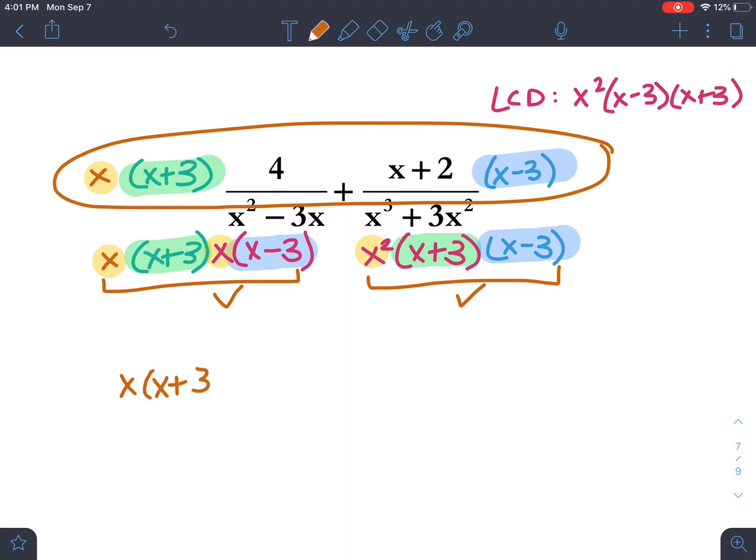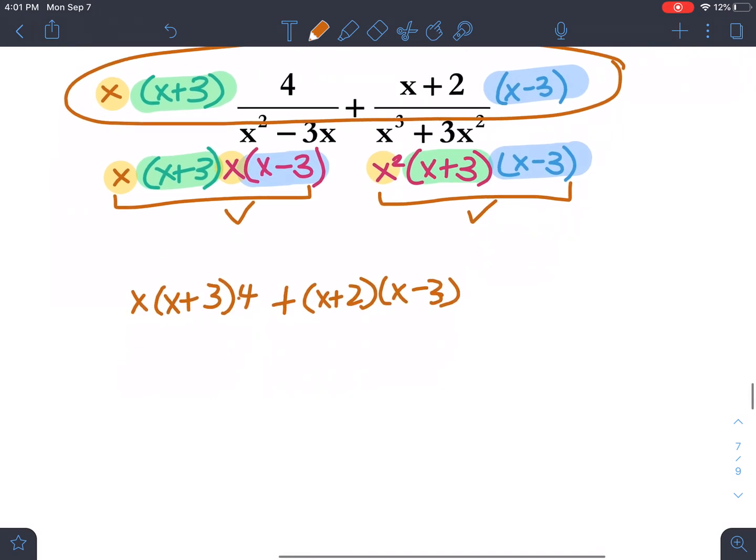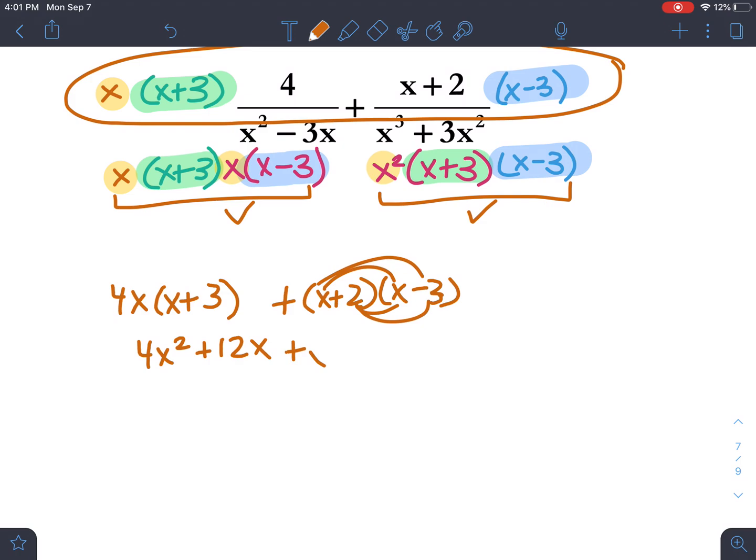Let's see. Times 4 plus x plus 2 times x minus 3. Notice I'm still not writing the denominator. I don't even care about the denominator yet. I wanna get this numerator all settled in here. So I'm gonna move the 4 over here and make this 4x, so it's a little less awkward. So 4x squared plus 12x. I have to FOIL here actually. X squared plus 2x minus 3x minus 6.